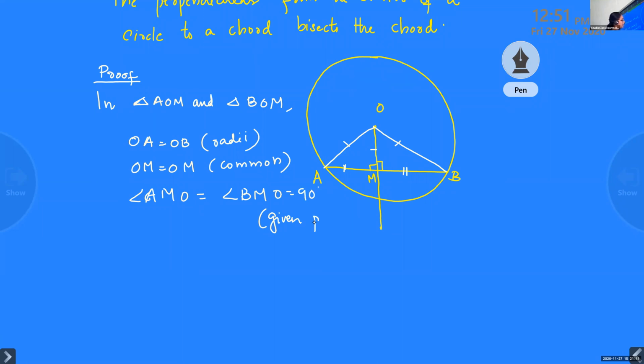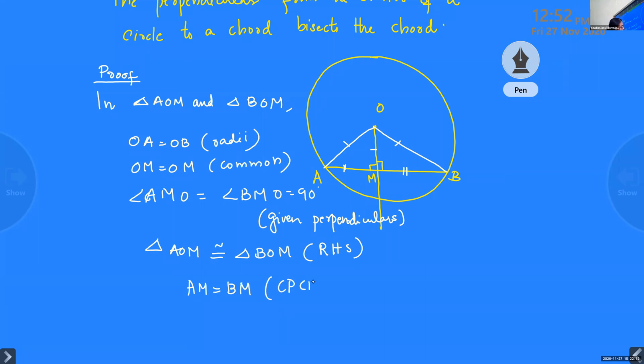Now these triangles are congruent by RHS because right angle, hypotenuse and one side. So triangle AOM is congruent to triangle BOM by RHS congruence. Now, definitely AM equal to BM. Write the reason as CPCT, corresponding parts.